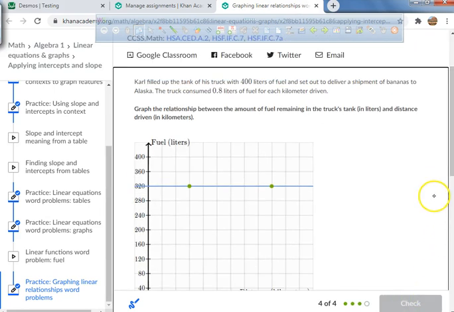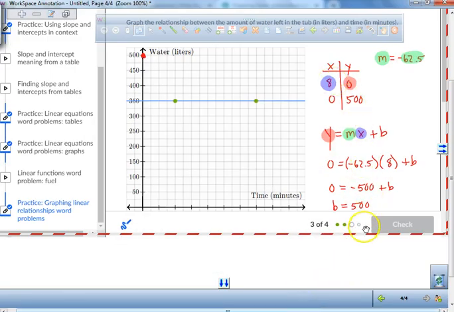All right, so that's all you guys got to do, okay? You just got to go back and take a look at your x-intercept, find your slope, plug it in, solve for your y-intercept, plot the 2 points, and you'll get 100. Good luck.